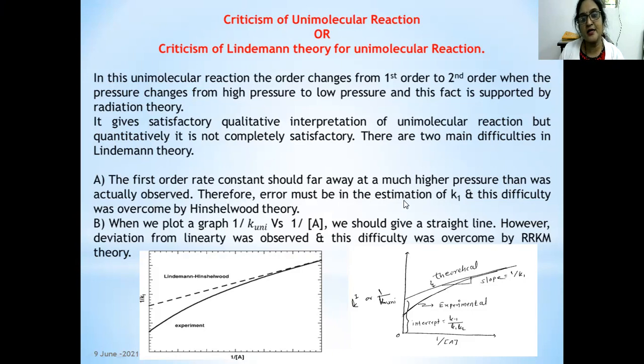And therefore the error must be in the estimation of k1, and this difficulty was overcome by the Hinshelwood theory. Okay, now look, the Hinshelwood theory overcame this difficulty. They calculated k1, and whatever value they obtained for k1 matches. Why does it match?